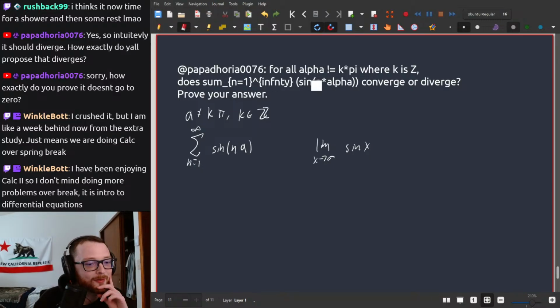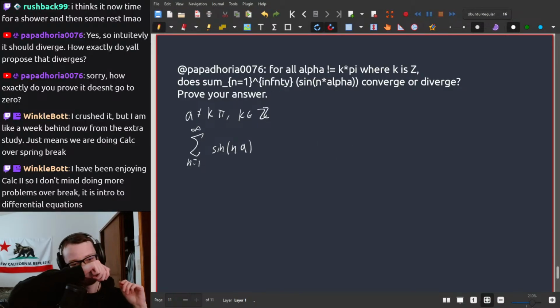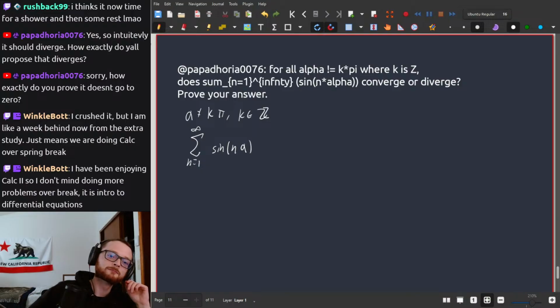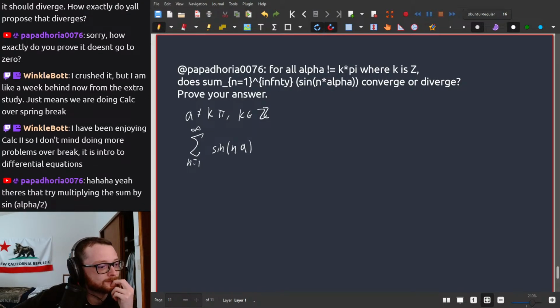I mean, Papador, is this how you would do it? Or like you said that you already know the solution. I'm curious if this is what you did or not. Try multiplying the sum by sine alpha over 2?